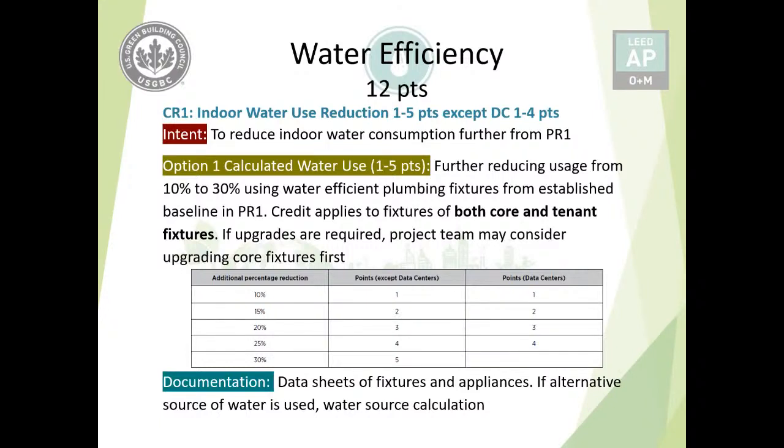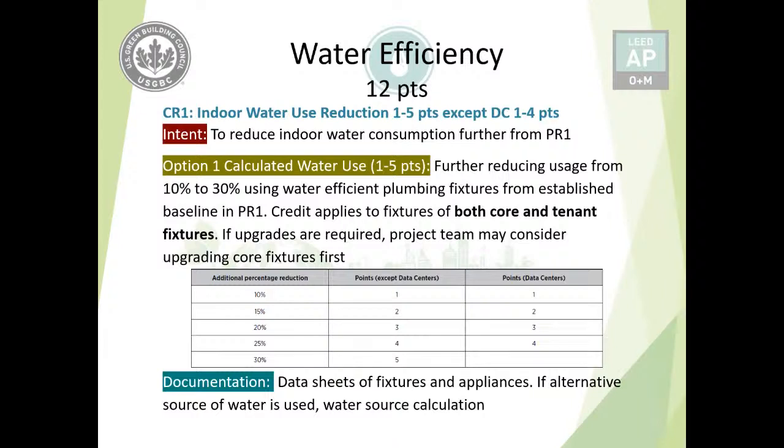And then you have a minimum of 10% to start earning the points. If there are any upgrades that need to be done, we know that it's easier for the building management to start with the core fixtures first. It would be really hard to push the tenants, the office renter or someone who is leasing, to change their fixtures. So this is the table based on which the points will be earned, starting with 10, 15, 20, 25, 30, and you will gain respectively 1, 2, 3, 4, and 5 points. But in case of data center, it's only 4.